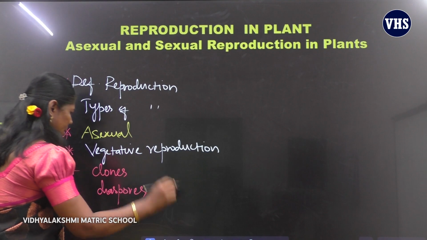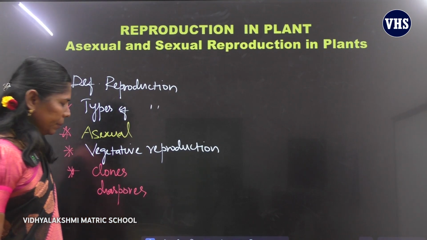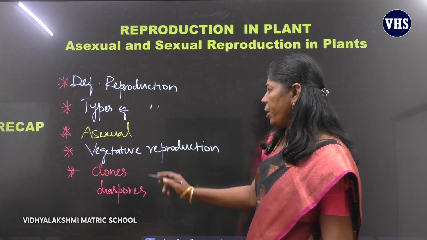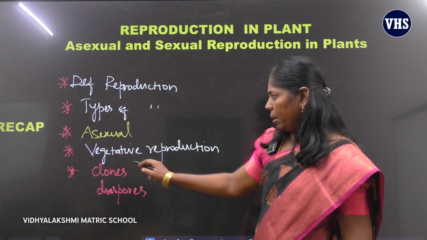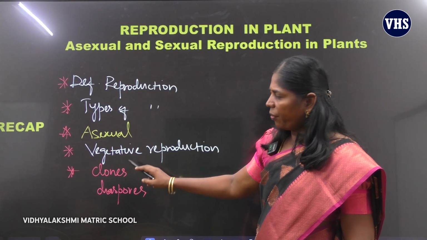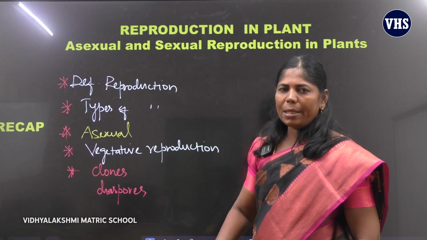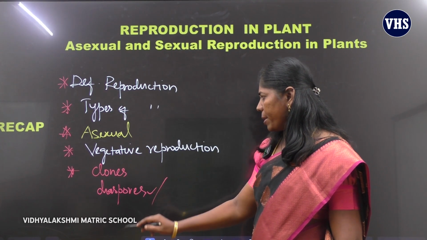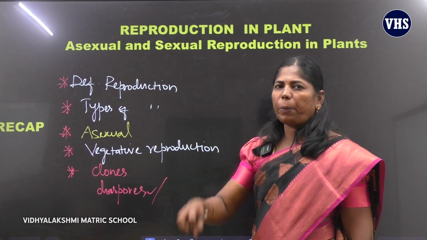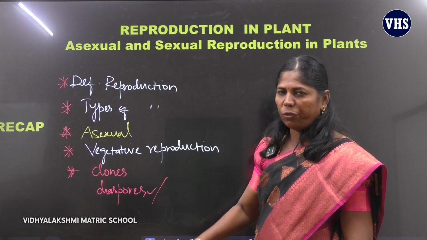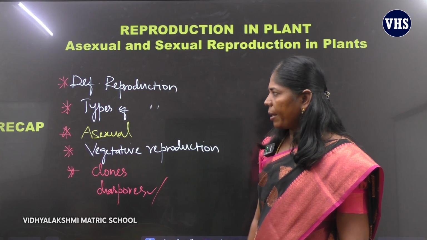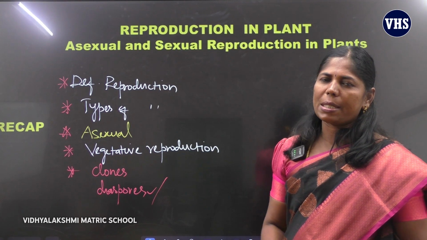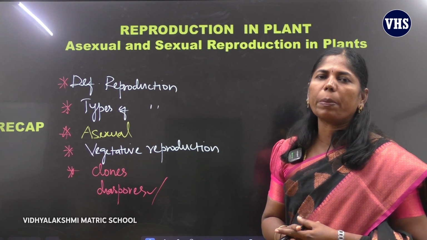So what are clones? The individuals formed by this method, asexual or vegetative method, are all morphologically and genetically identical to each other. Diaspores are vegetative propagules, meaning the unit of reproductive structures that is used for propagation is known as diaspores. And we saw all the examples with pictures.